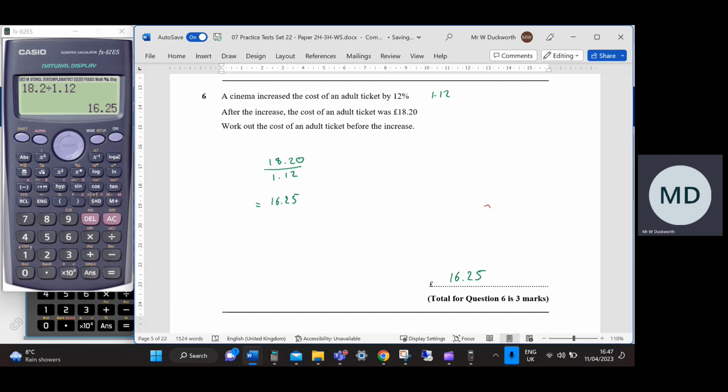Question 6, cinema increases. So M1 for showing the percentage multiplier, which I did there. Second M1 for a complete method. And then an A1 mark for the answer.